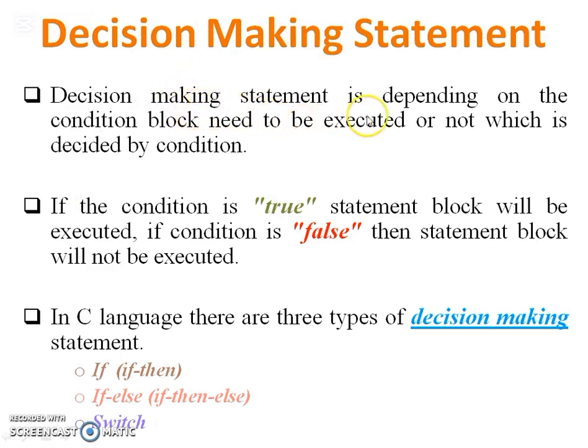A decision making statement depends on a condition; whether a block needs to be executed or not is decided by the condition. If the condition is true, the statement block will be executed. If the condition is false, then the statement block will not be executed. In C language, there are three types of decision making statements: if, if else, and switch.